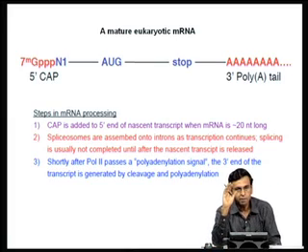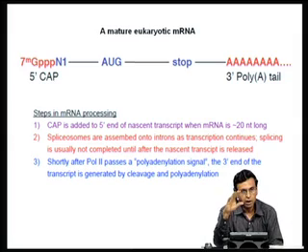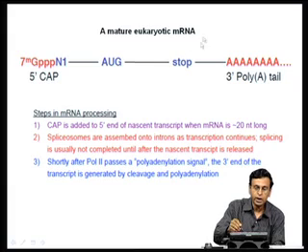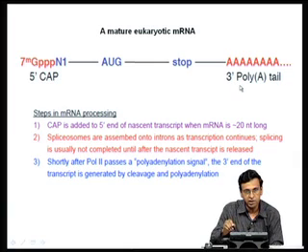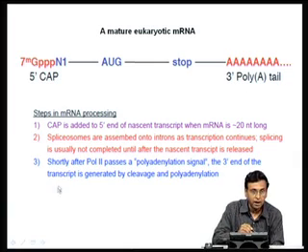So the bottom line, what came out of this lecture and the previous lecture, is that a mature eukaryotic messenger RNA contains a 5' cap, a 5' methyl cytosine at the 5' end. So it is capped, and then all the introns are removed, and then it contains the poly A tail at the 3' end.